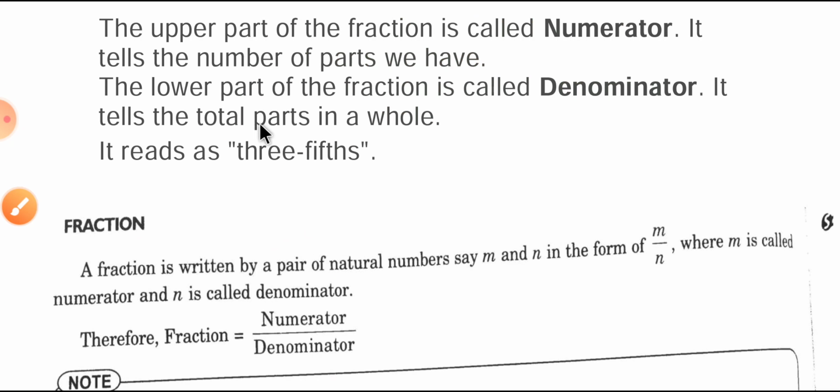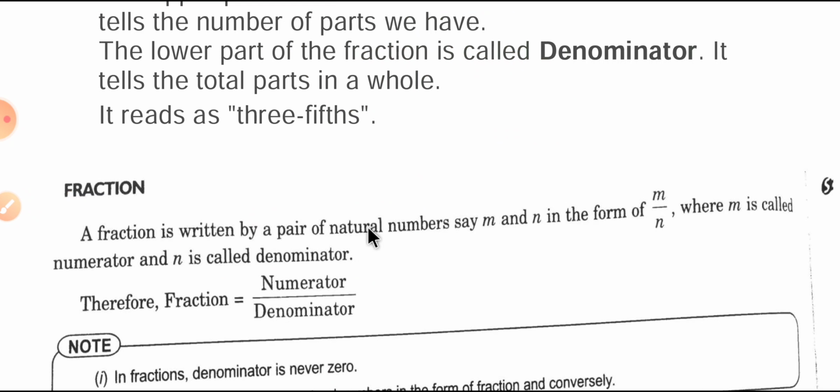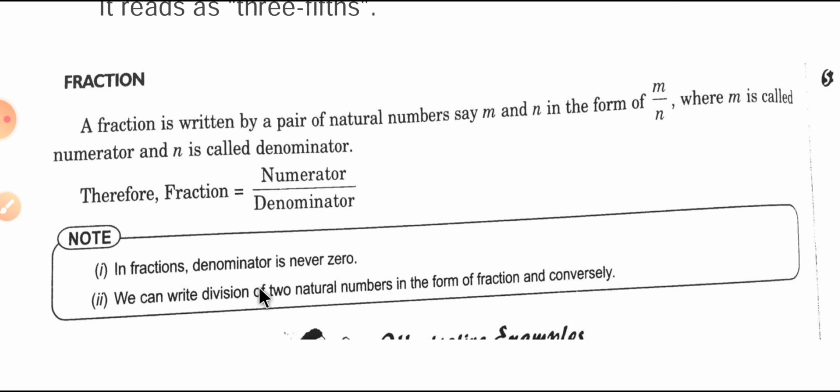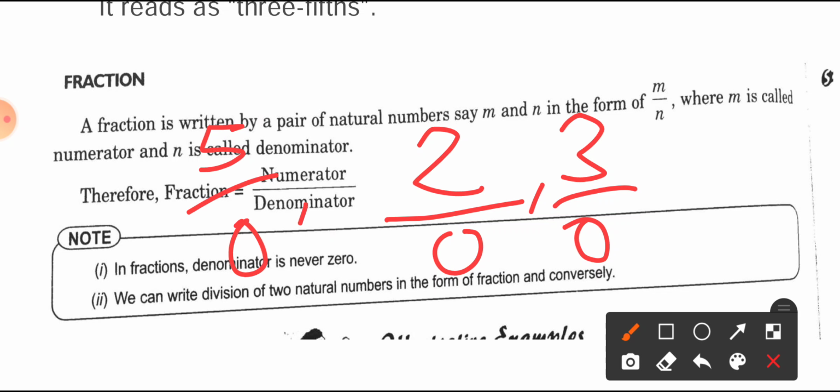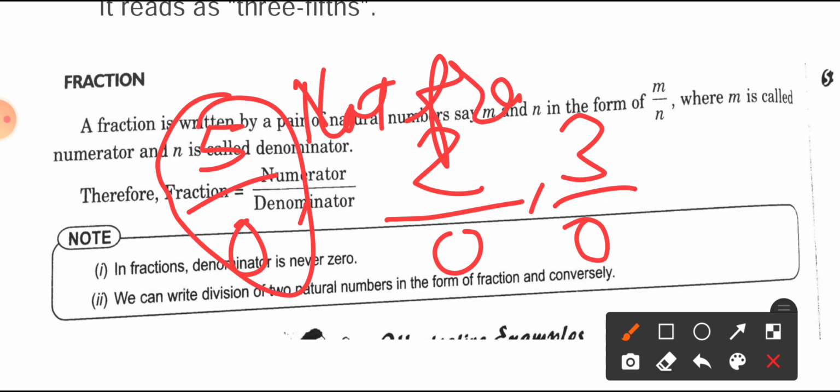Now you can see what is a fraction? A fraction is written by a pair of natural numbers, say m and n, in the form of m upon n, where m is the numerator and n is the denominator. So therefore we can say that fraction is equal to numerator upon denominator. And one more thing you have to note here, that in a fraction the denominator is never 0. It means 2 by 0, 3 by 0, 5 by 0, this type of numbers are not fractions. It means the denominator is not equal to 0 here.